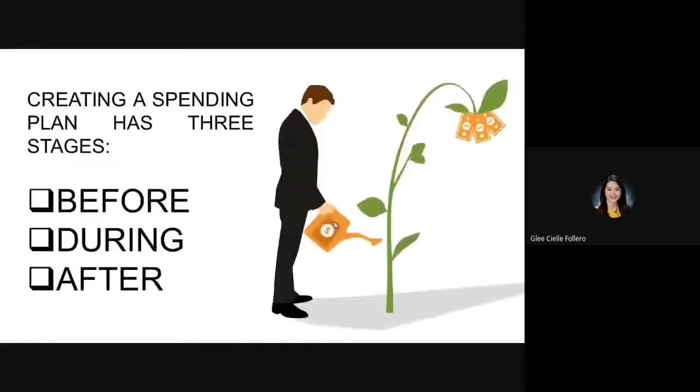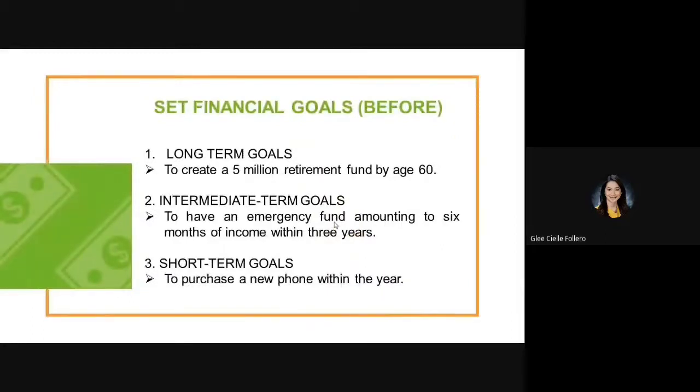Okay? So, creating a spending plan has 3 stages. So, meron tayong before, during, and after. So, before your budgeting or spending plan, you should first set financial goals. So, when you say goals, meron tayong long-term, intermediate, and short-term goals. Long-term goals, example is to create a 5 million retirement fund by age of 60. Long-term siya kasi more than 5 years yung inyong goals.